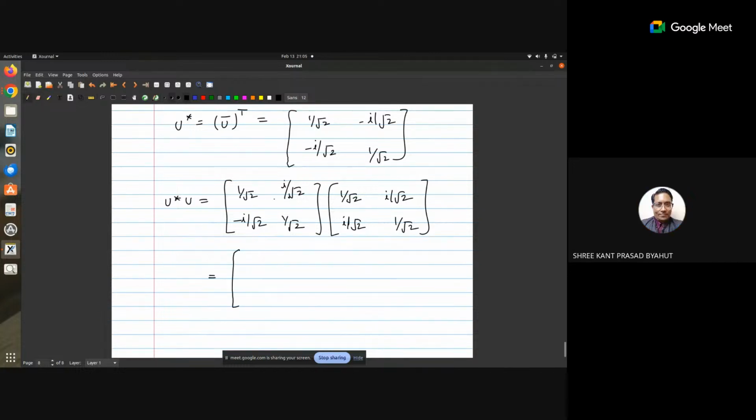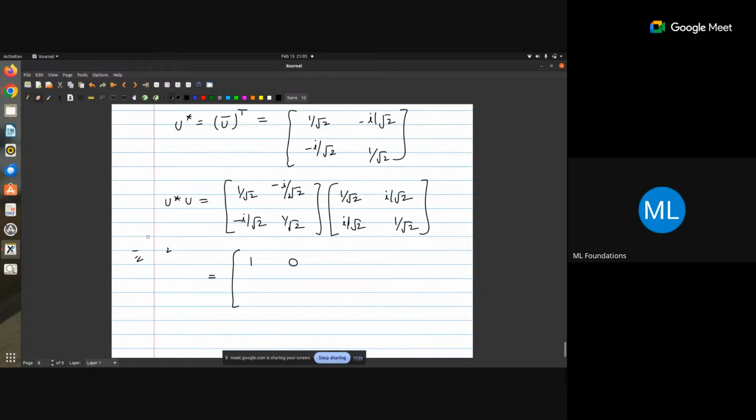1 by 2 plus... here 1 by 2 is minus. Where? Minus i by root 2. Yes, in the U star matrix. Correct. So what is the first element in this? 1 by 2 minus i square by 2, so that is 1. The second element, first row and second column, is i square, so that is i by 2 minus i by 2, which is 0.